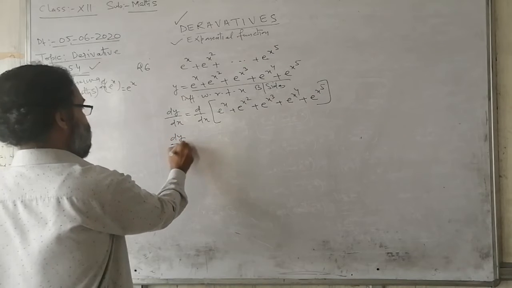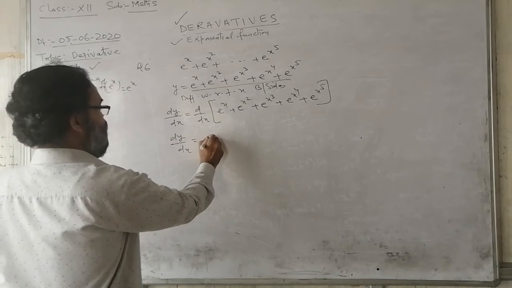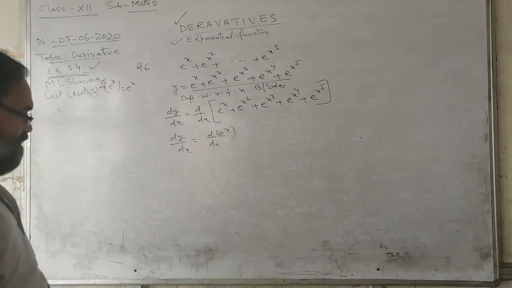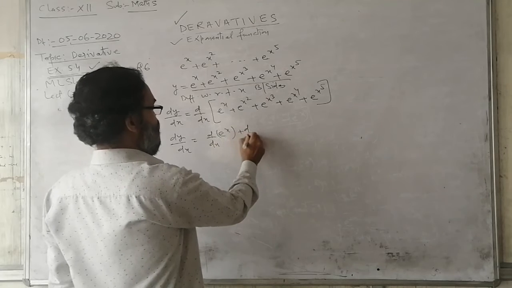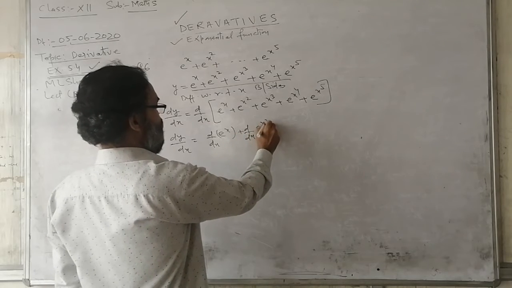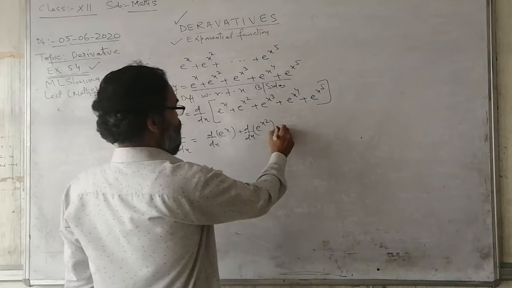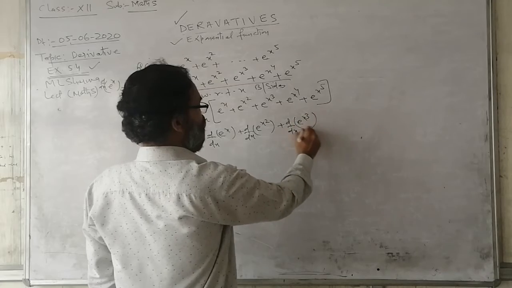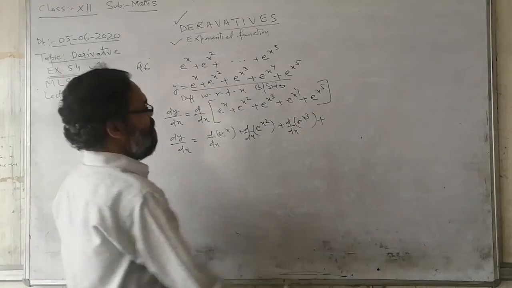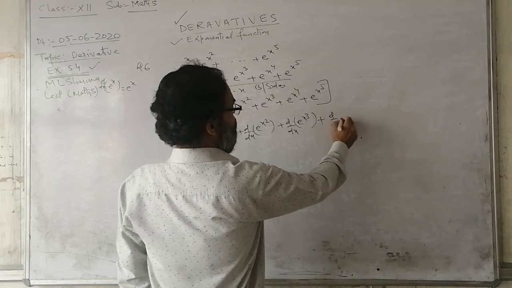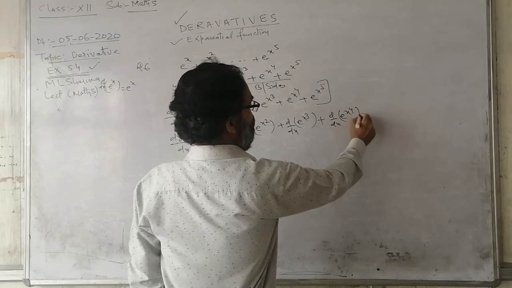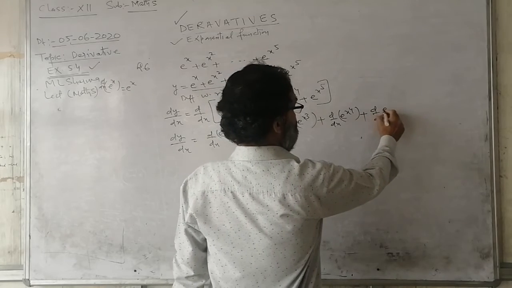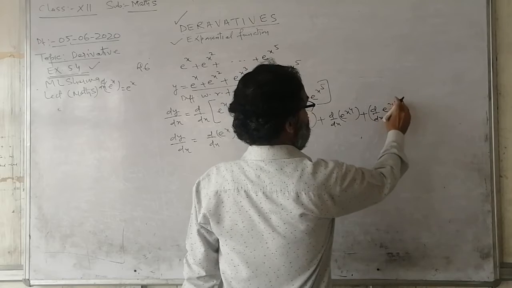Now this can be written as d upon dx of e to the power x. Separate all the 5 terms: plus d upon dx of e to the power x square, the second term, and the third term derivative, e to the power x cube. Then next term d upon dx of e to the power x to the power 4, and the last term its derivative d upon dx of e to the power x to the power 5.